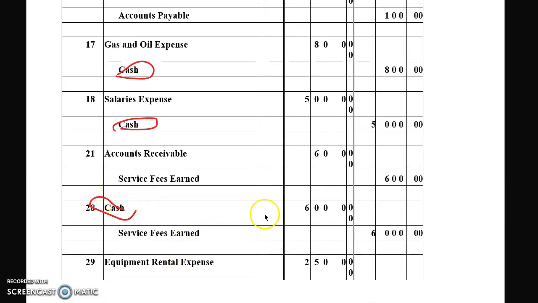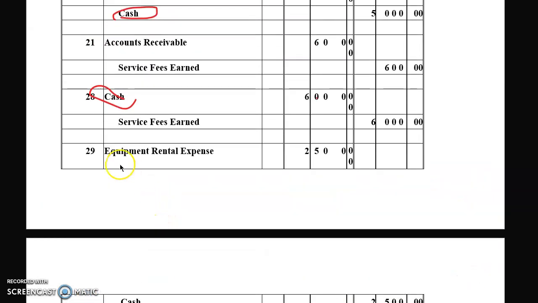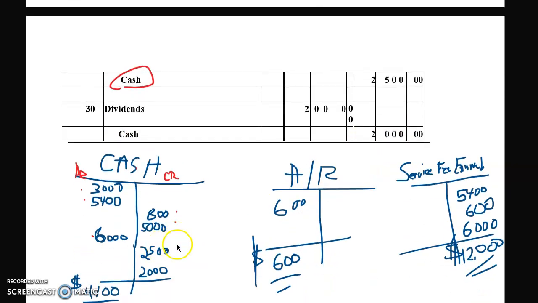And then we got cash, which is 6,000, and that goes there. And then we have another cash, which is a credit, 2,500. And then finally we have the last cash item, which is 2,000. Now, I definitely want to do cash with you because that's probably the one account that's always going to have the most transactions. And this is the same in this case.